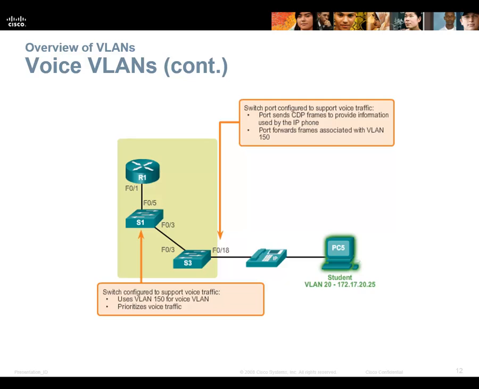So here they're just showing to support voice traffic. The port sends a CDP frame to provide the information used by the IP phone, and then the port forwards the frames associated into VLAN 150, which is your default voice port. That automatically allows these to prioritize voice traffic.